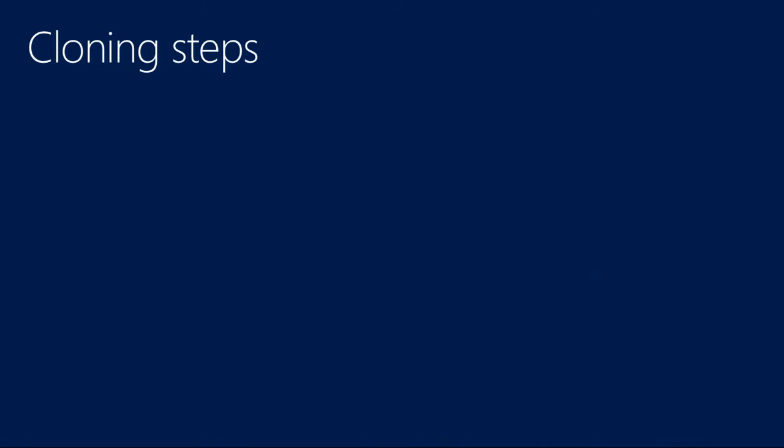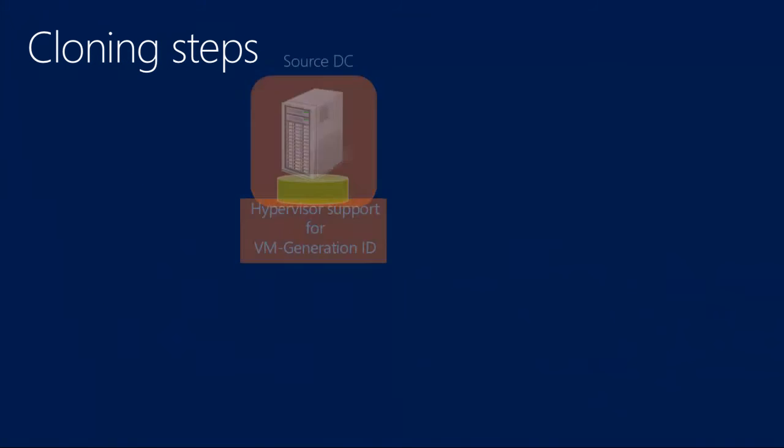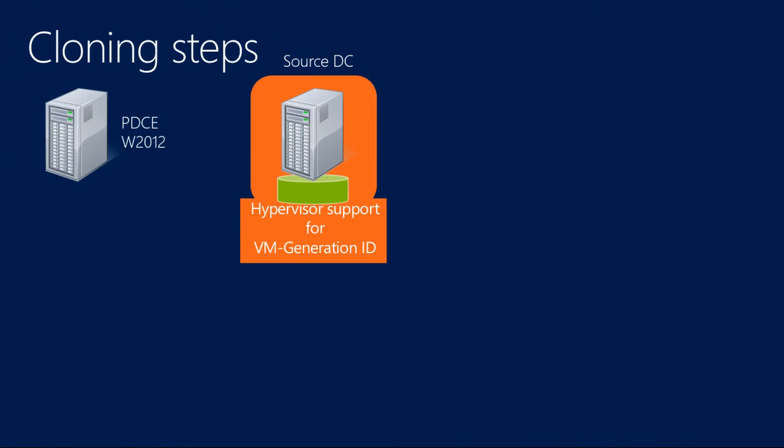DC cloning. When we come to cloning, cloning relies on this invocation ID GUID. So what we do is we start off with a source DC. We have to have a PDC emulator, which is 2012. That's all you need. PDC emulator with 2012 and your source DC, source DC, obviously 2012 as well. Everything else could be other versions of Windows.